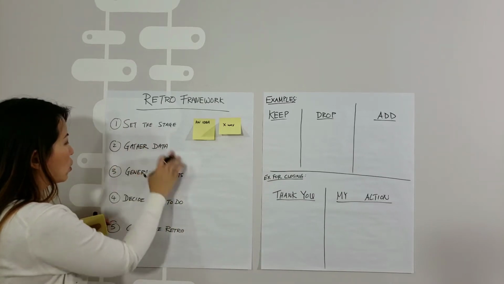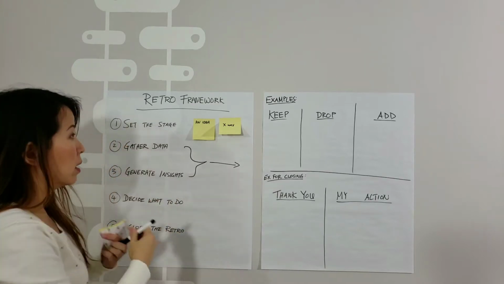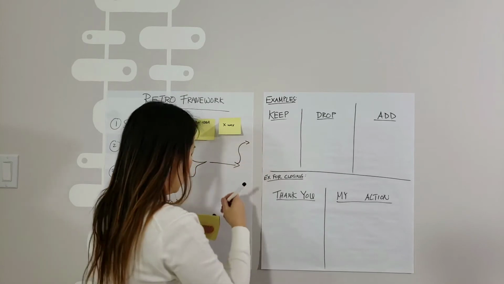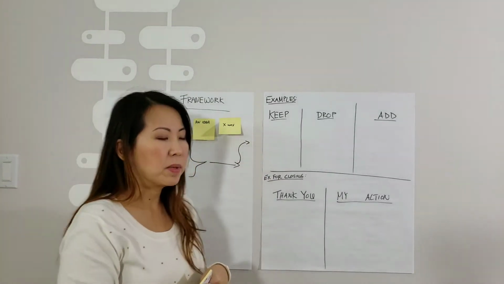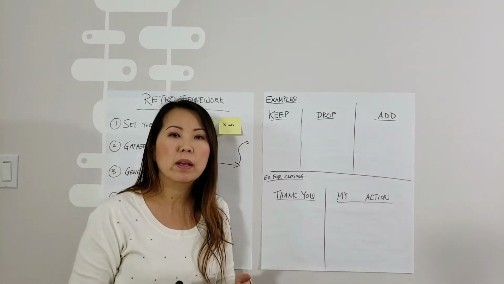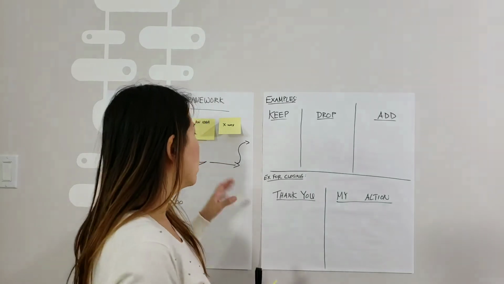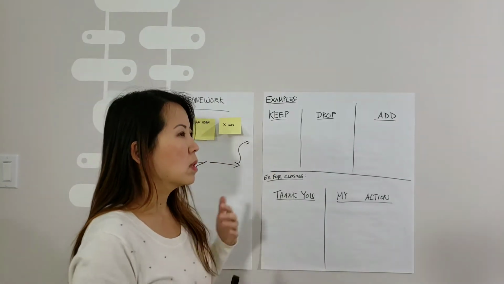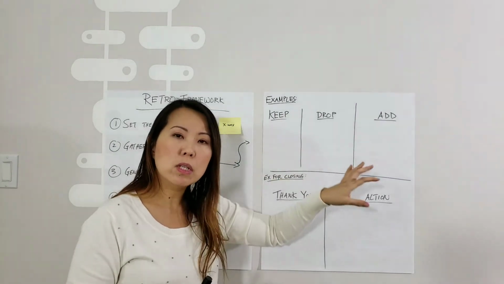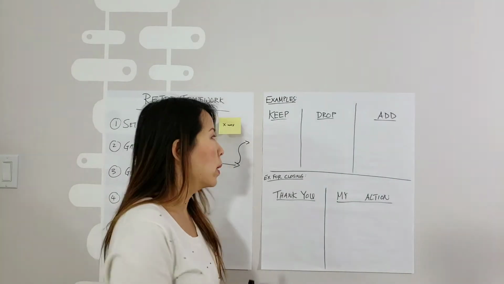I tend to do this too as one activity. So I'll pick something right here. There's a website called Retromat, R-E-T-R-O-M-A-T, and you can find all kinds of resources on how to run a retrospective. Usually I'll do something simple like keep, drop, add, or start, stop, continue, something really similar to get the conversations going.